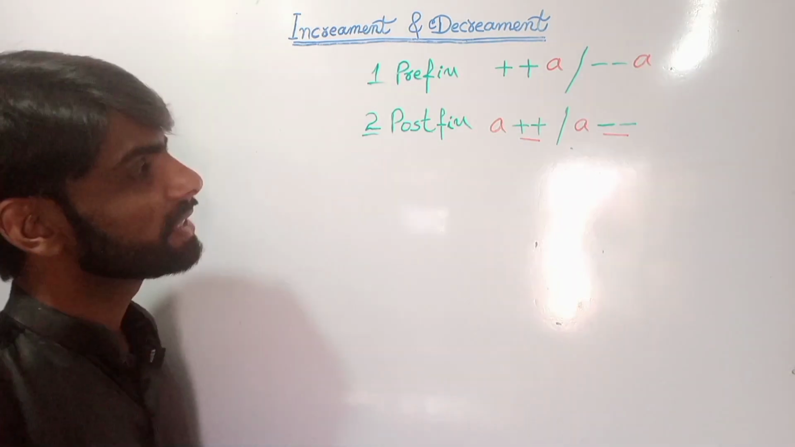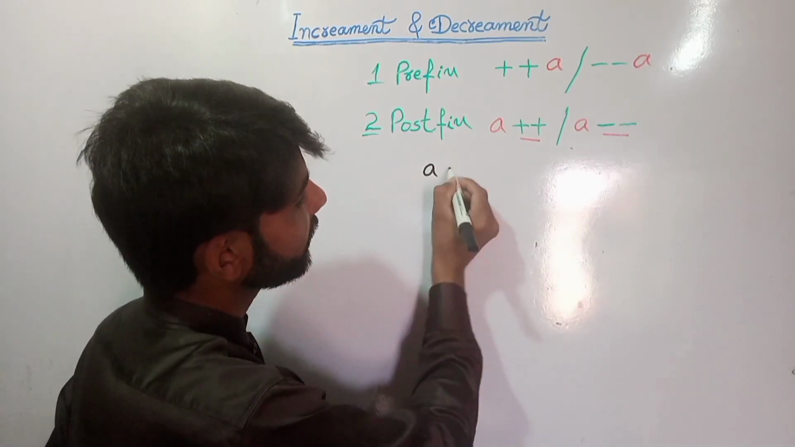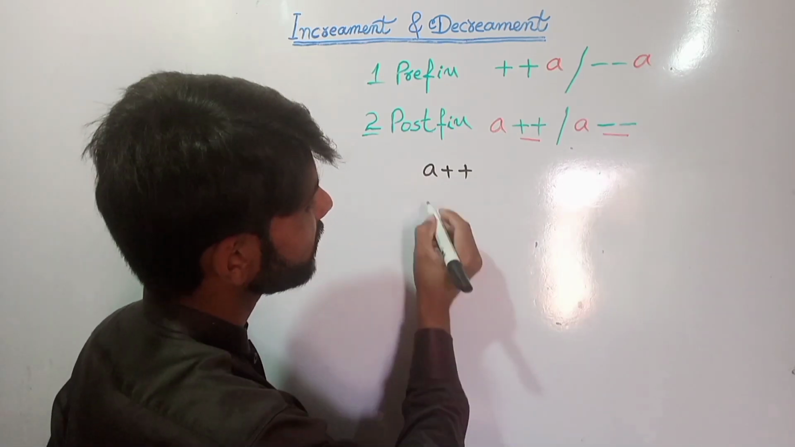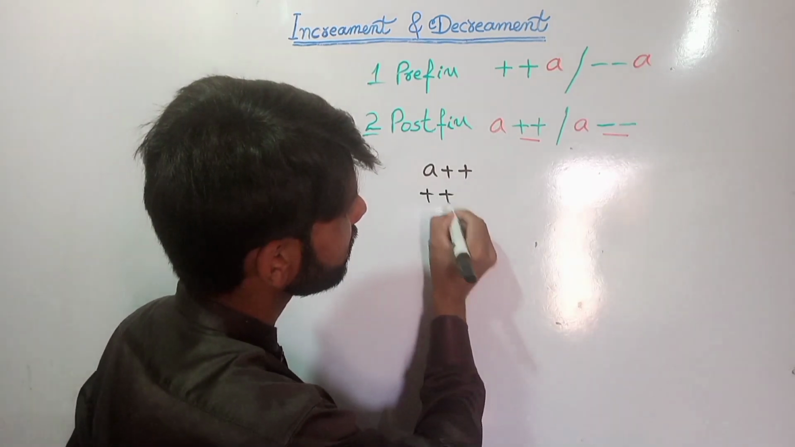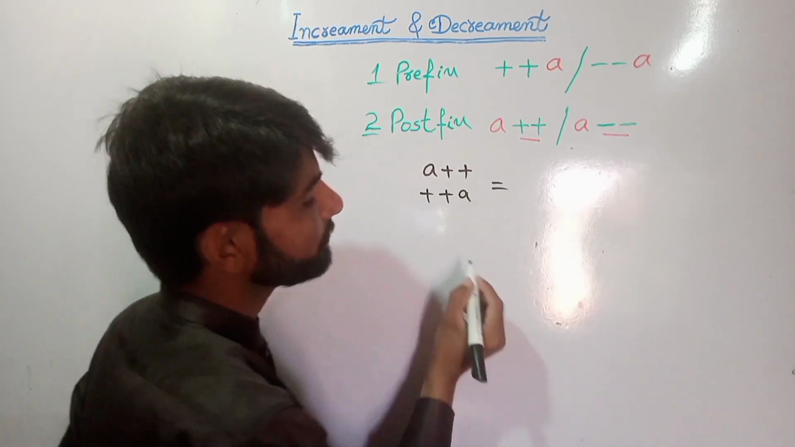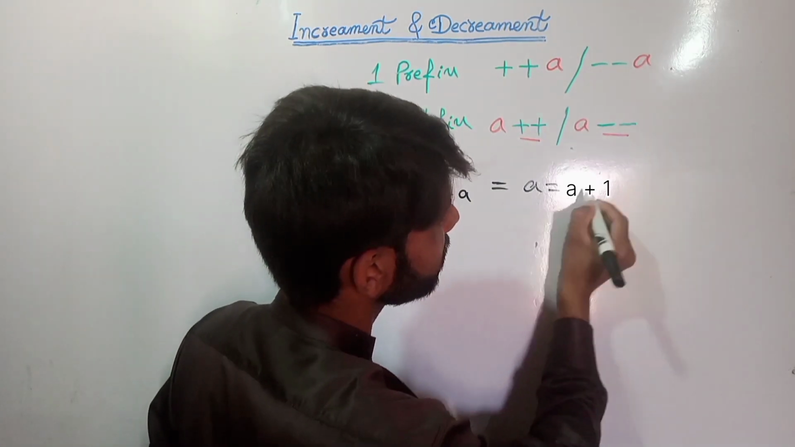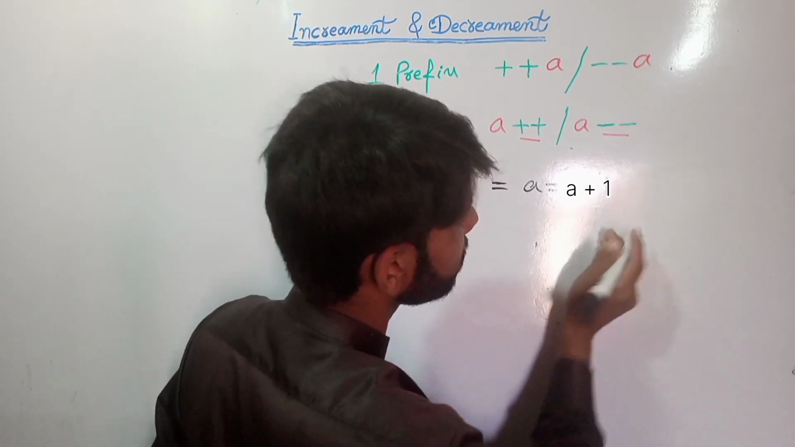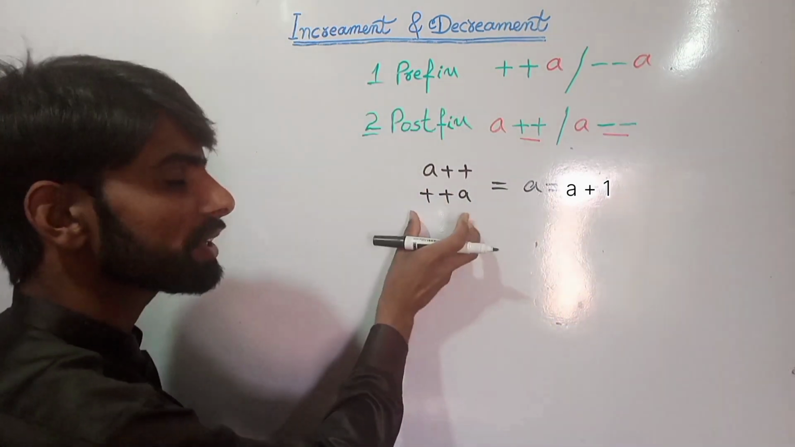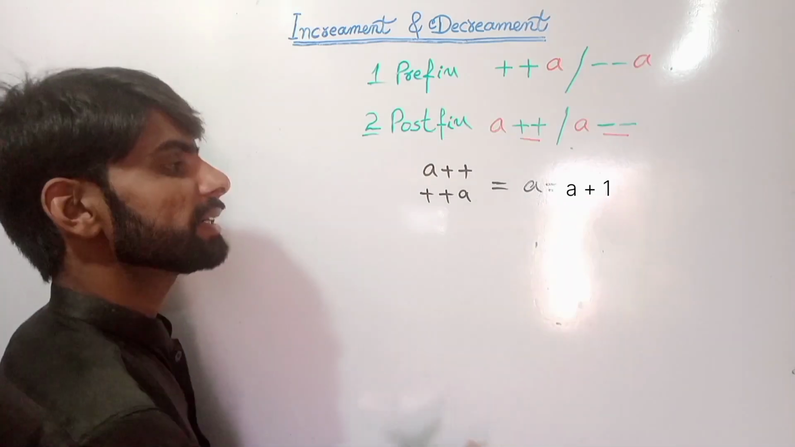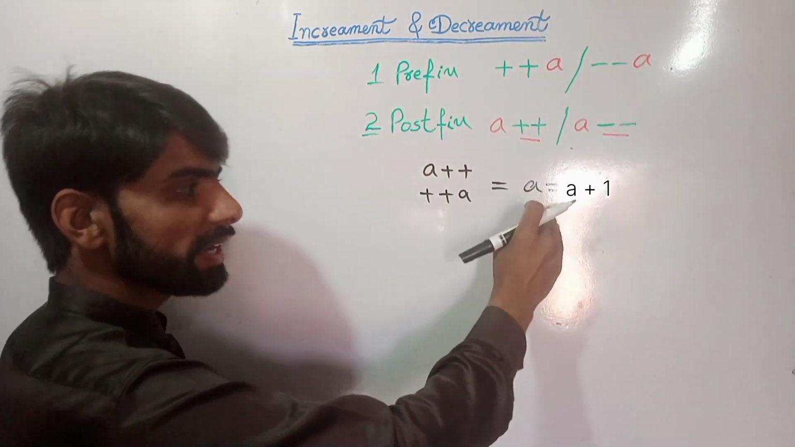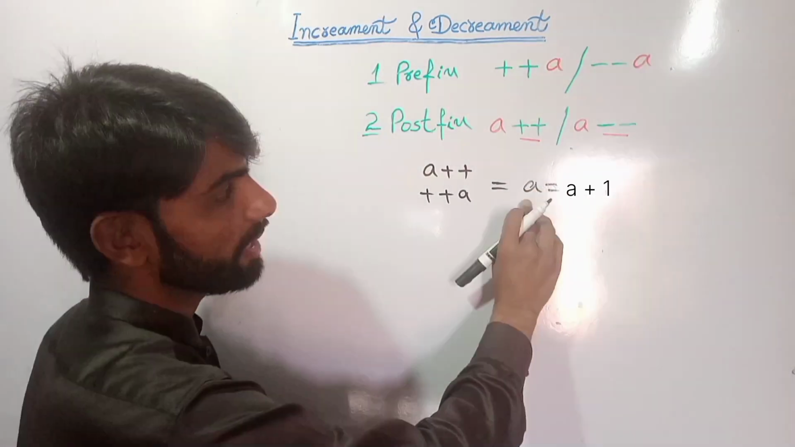So what is the meaning of this one? A++ is equal to A = A + 1. This is the short form of this line, right? This means increment of this variable by one, right?